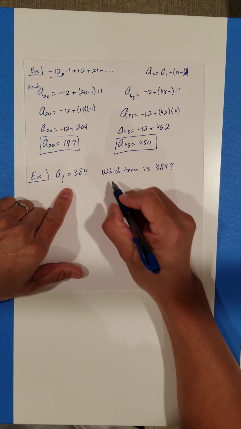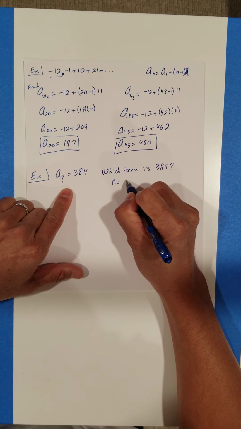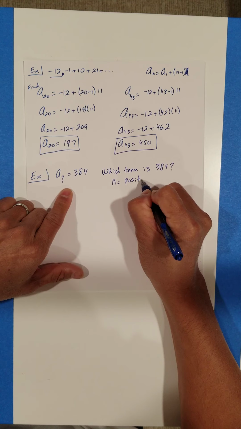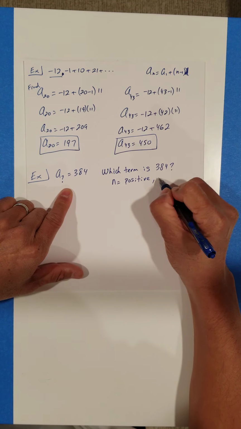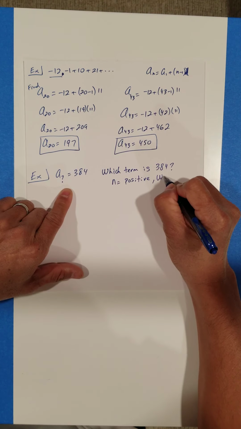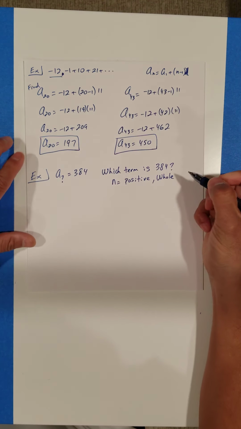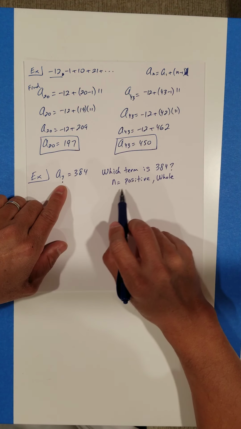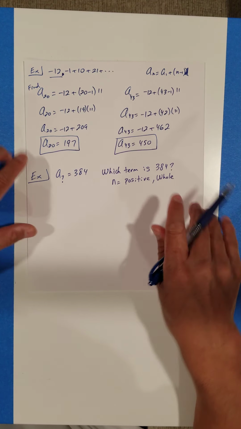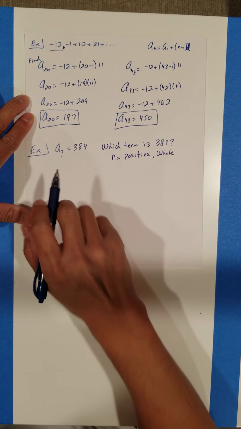So the thing you need to know about n is that it's going to be positive, right? It doesn't make sense for the location to be negative. And also, n is going to be a whole number. So when you're looking for this spot, location wise, it has to be positive and a whole number. So this is not too bad.